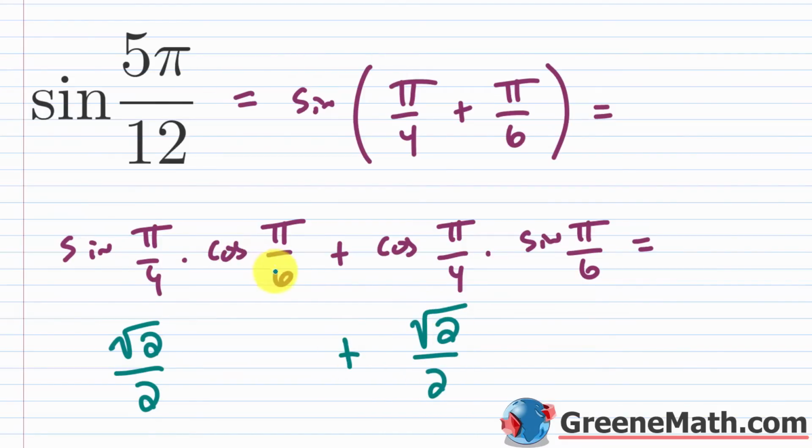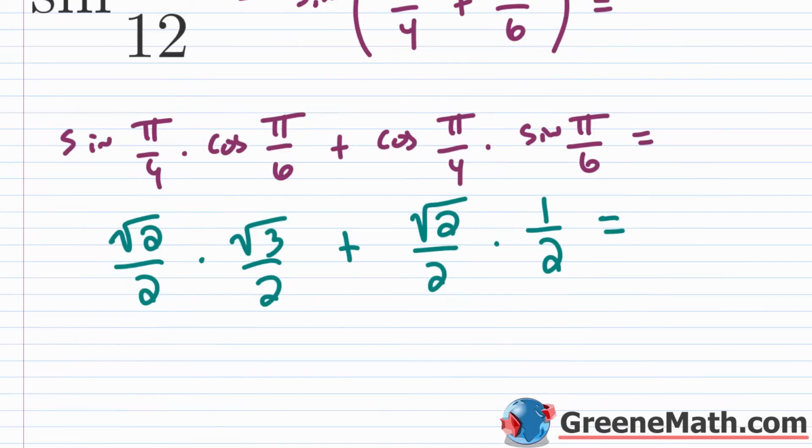Now the cosine of pi over 6, again, if you're thinking about 30 degrees, that's square root of 3 over 2. So this is square root of 3 over 2. And then the sine of pi over 6, that's going to be 1/2. Okay, so let's just go through and do our calculations now.